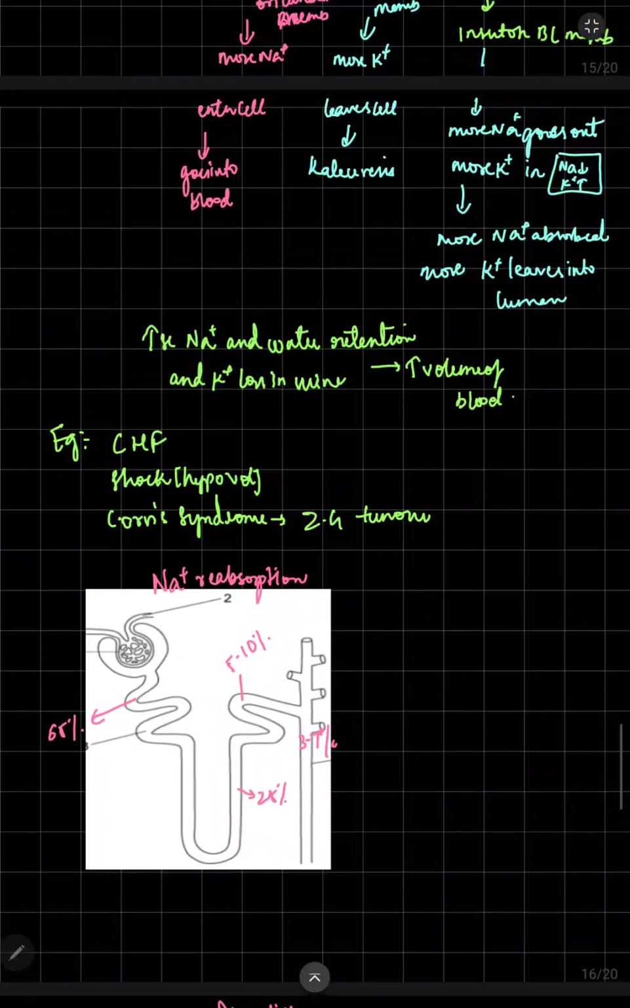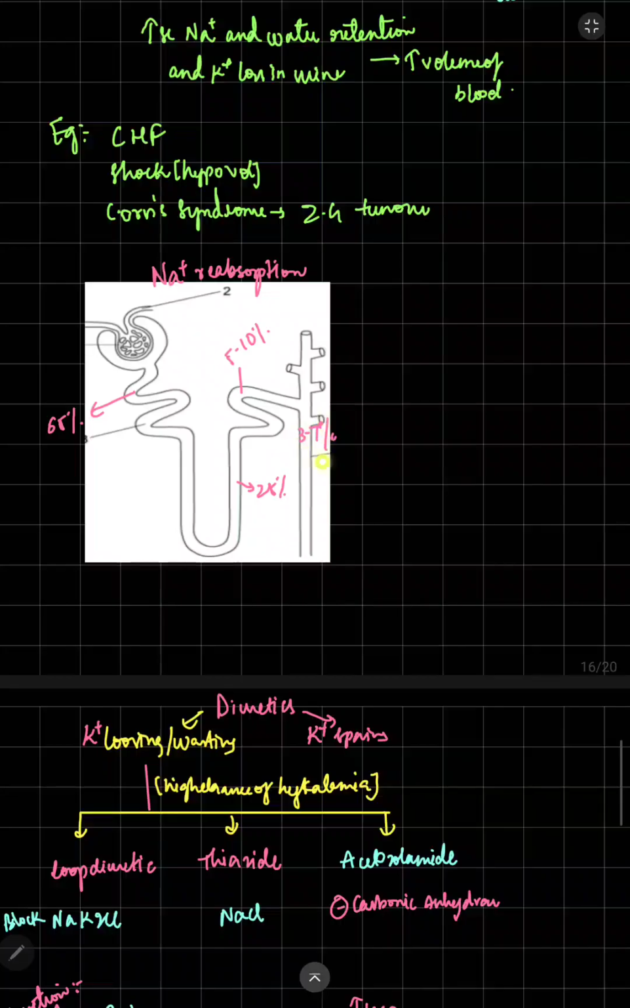We should know this about sodium reabsorption: 65% is reabsorbed in the PCT. The loop of Henle has 25% reabsorption in the ascending part, and 5 to 10% is reabsorbed in the DCT, and 3 to 7% in the collecting tubule. This 3 to 7% is regulated by the hormone aldosterone. Alright.